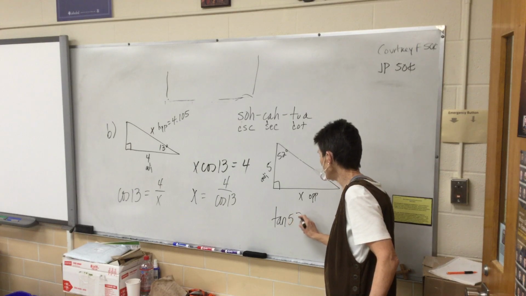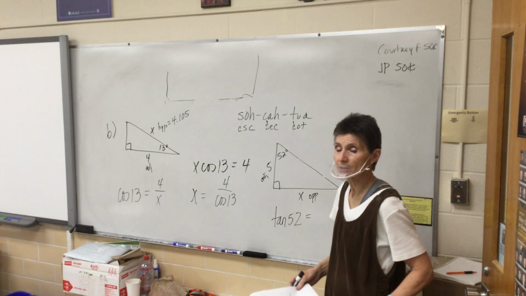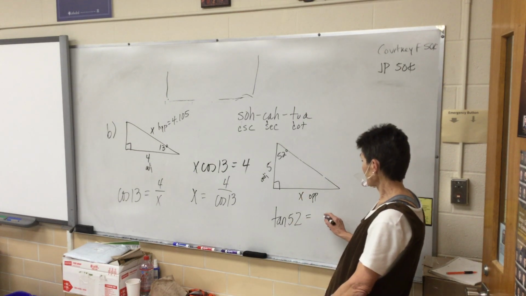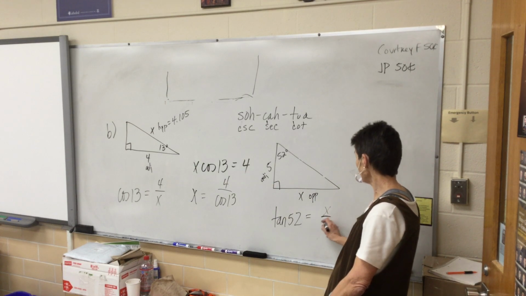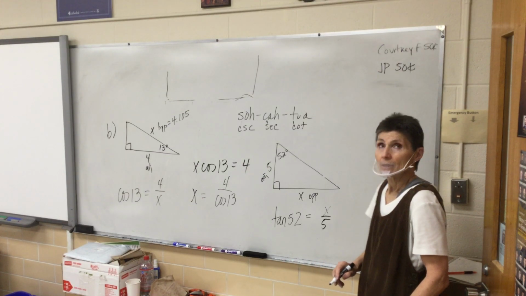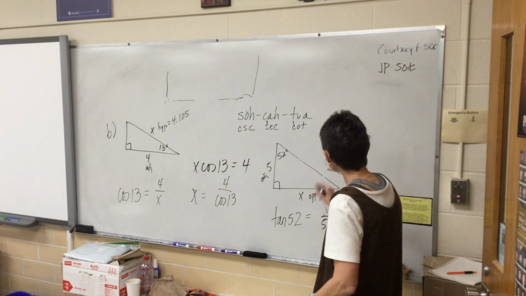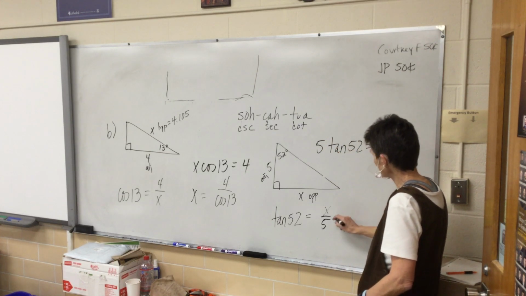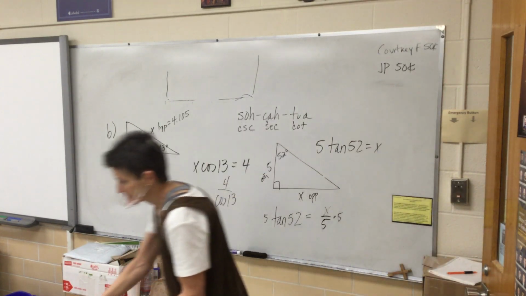Tan 52. Always tan angle. Once you decide you're doing tangent, do tan angle and then equals what? Opposite over adjacent, which will be x over 5. How do I solve that? Times 5, yeah, that's an easy one. So 5 tan 52 equals x. I'm just timesing both sides by 5.